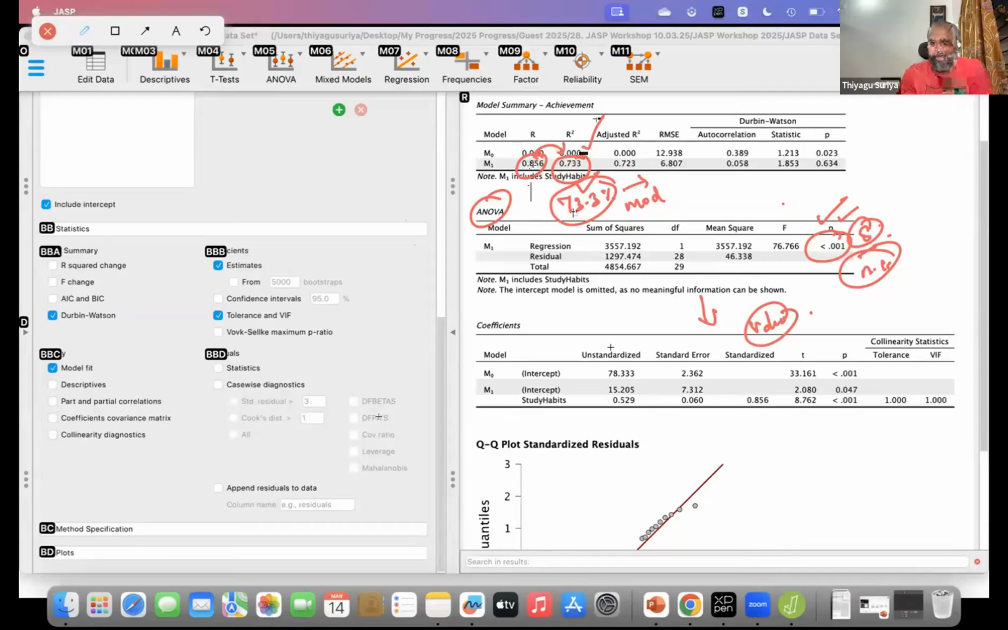Now the next thing you can do, we need to write a regression equation. So what is our dependent variable? I'm writing the equation y equals ax plus b, right? Or a plus bx, right?